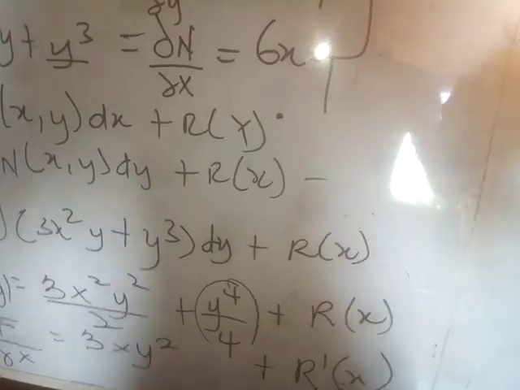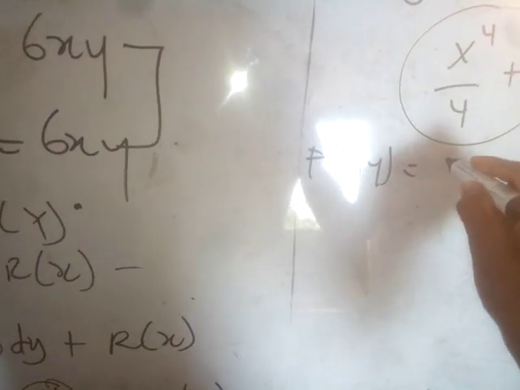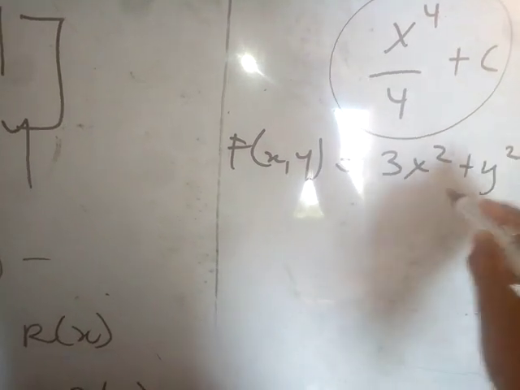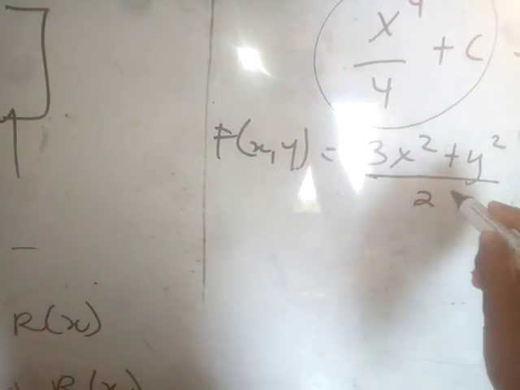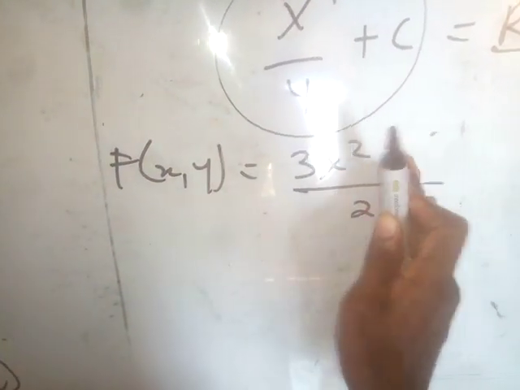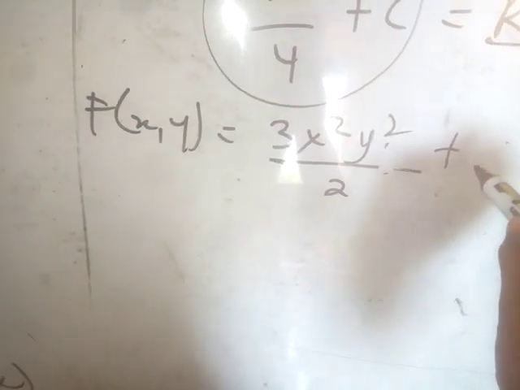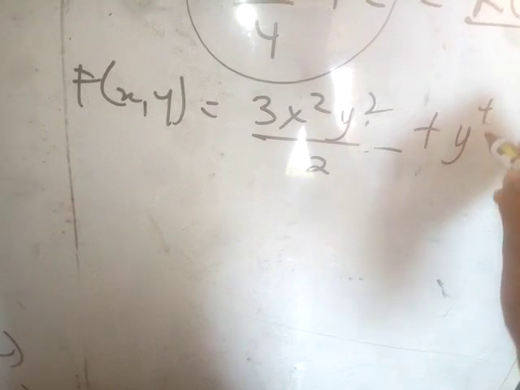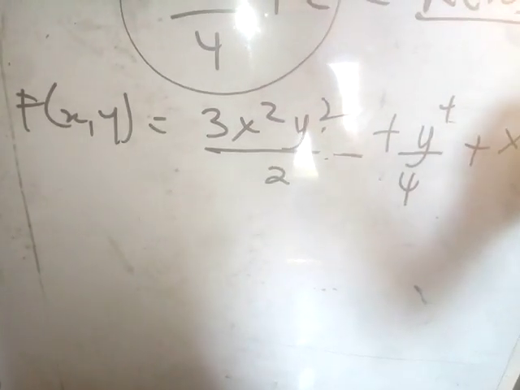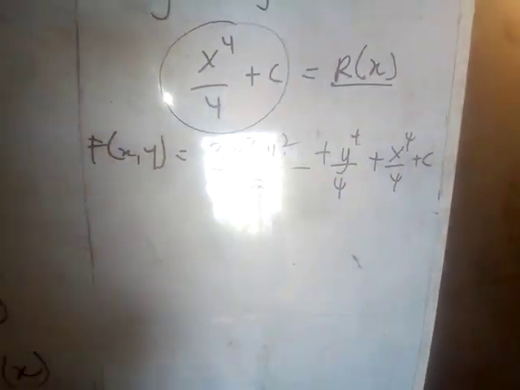So what do we have? We have f of x y should be equal to 3x squared, sorry, it's actually multiplying, 3x squared y squared all on 2, plus y to the 4th on 4 plus x to the 4th on 4 plus c. And that should be the answer.